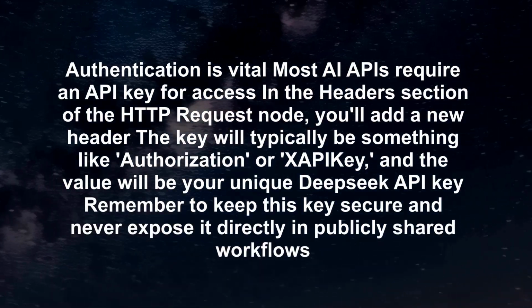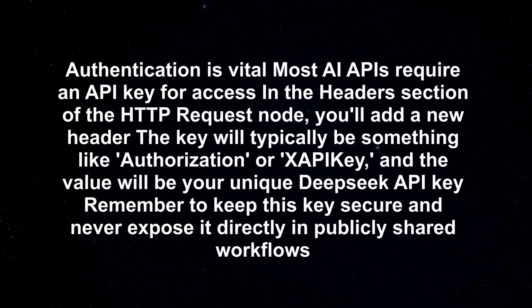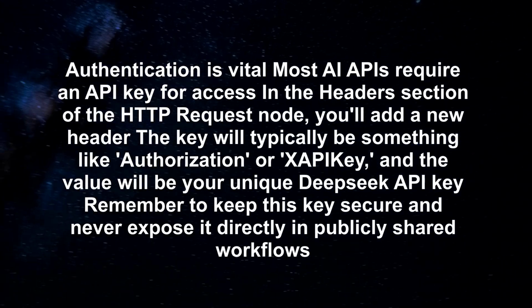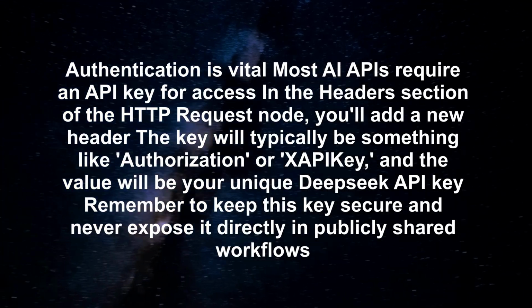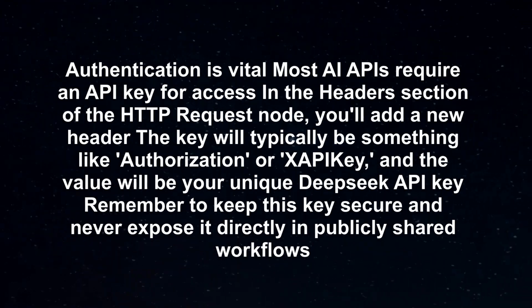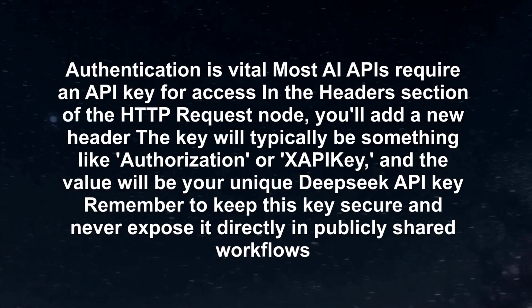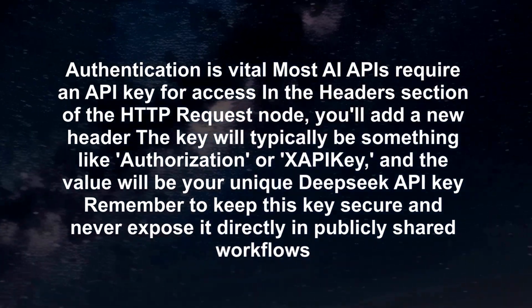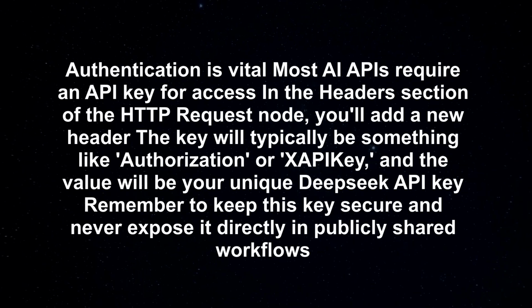Authentication is vital. Most AI APIs require an API key for access in the headers section of the HTTP request node. You'll add a new header. The key will typically be something like Authorization or X-API-Key, and the value will be your unique DeepSeek API key. Remember to keep this key secure and never expose it directly in publicly shared workflows.